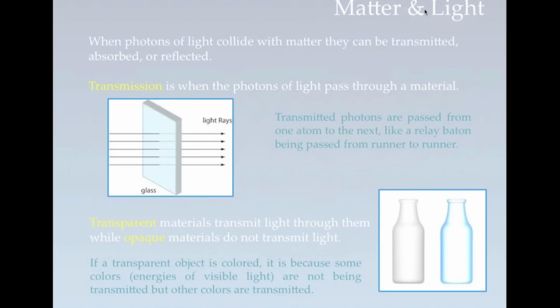Some materials will let some energies of light pass through them, let other energies of light reflect off of them, and let even other energies of light be absorbed into their material structure. So just because one energy, one wavelength of light, is transmitted through a material doesn't mean all wavelengths of light will transmit through that material.